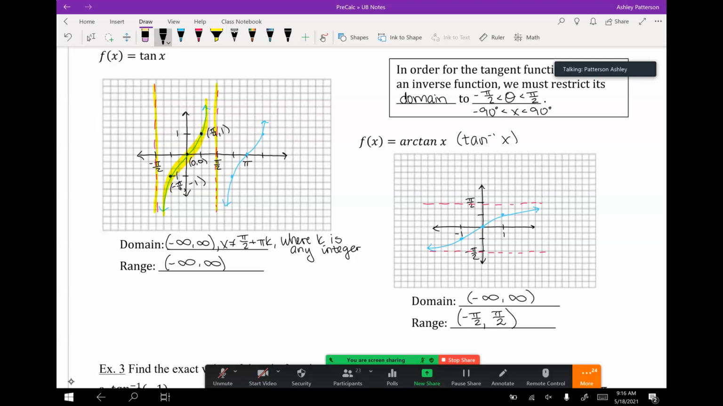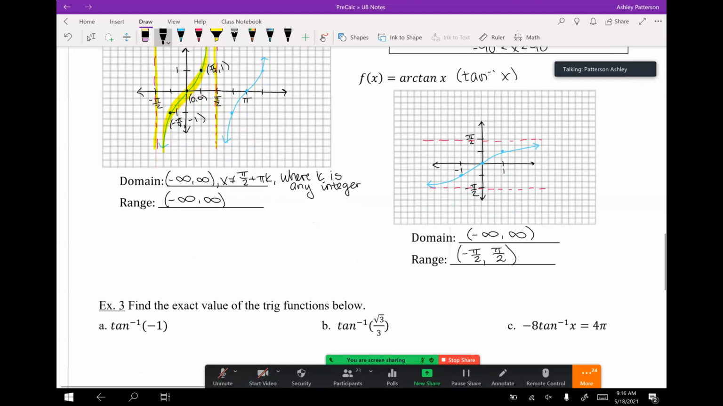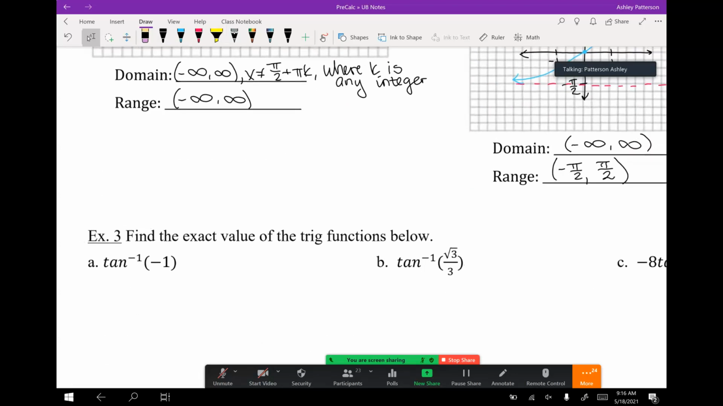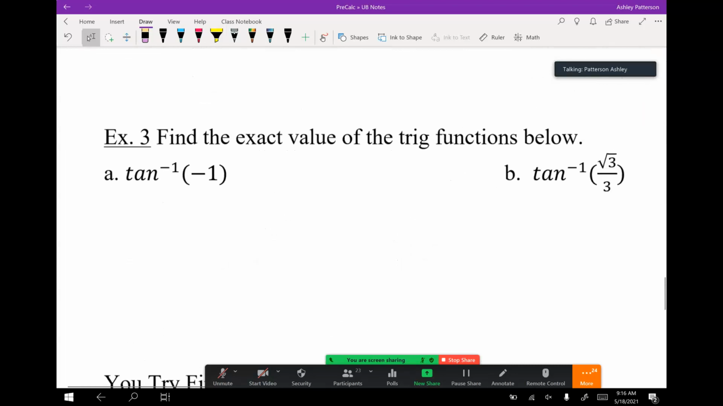Sweet! All right, ladies and gentlemen, example number 3. For example 3a and 3b, they are expressions, so we have to adhere to the domain restrictions. For a, we're looking for an angle measure that will make this equation true. Tangent of what is equal to negative 1? What radian or degree measure?